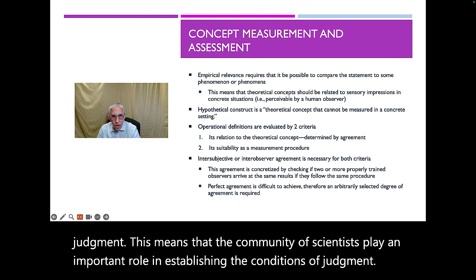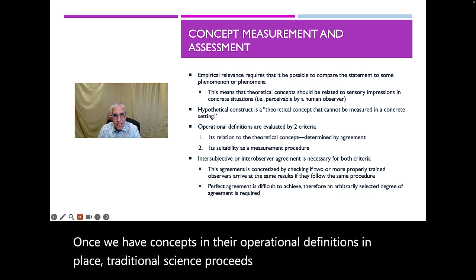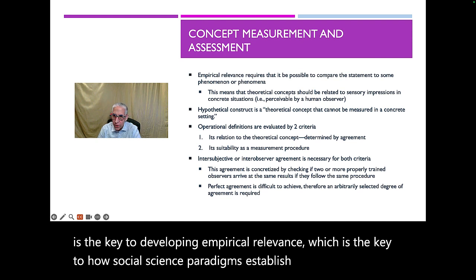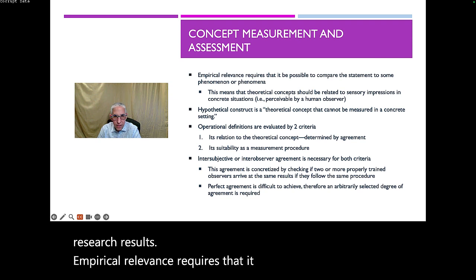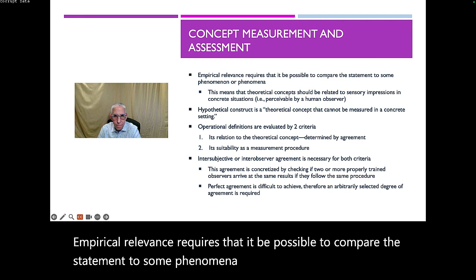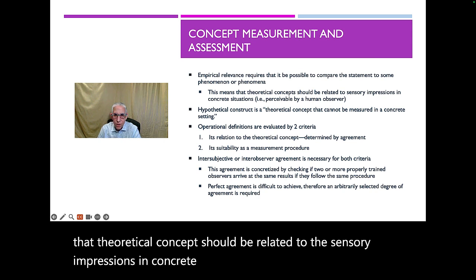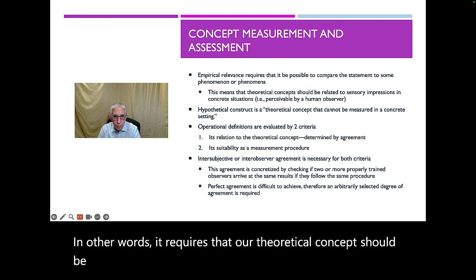Once we have concepts and their operational definitions in place, traditional science proceeds through measurement. This is the key to developing empirical relevance, which is the key to how social science paradigms establish the validity of research results. Empirical relevance requires that it be possible to compare the statement to some phenomenon or phenomena. This means that theoretical concepts should be related to the sensory impressions in concrete situations. In other words, it requires that our theoretical concepts should be connected to the specific instances of human perception.